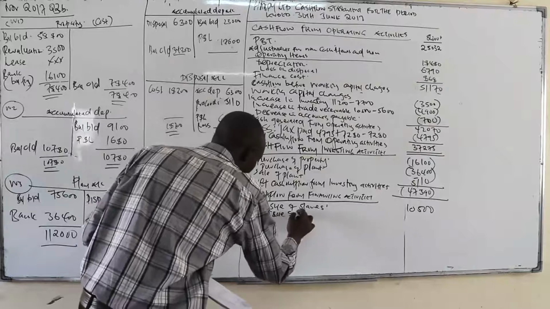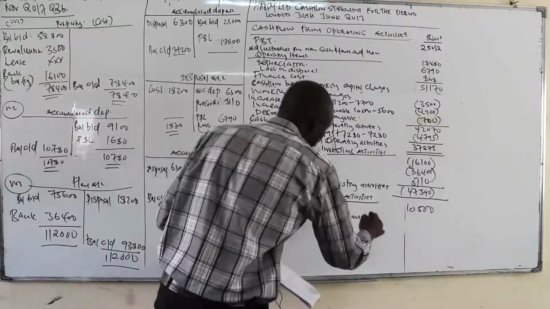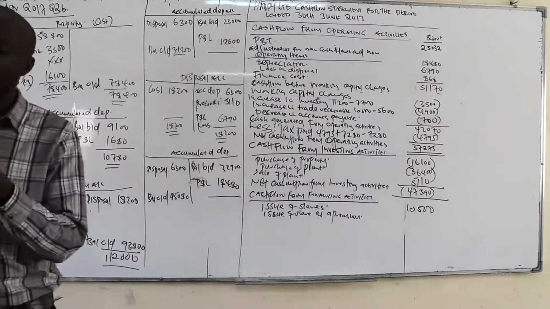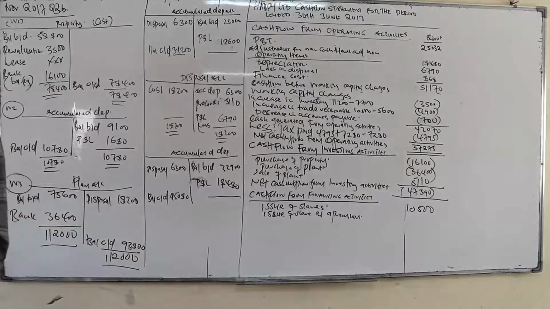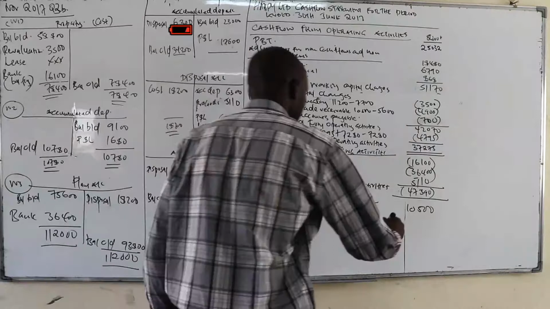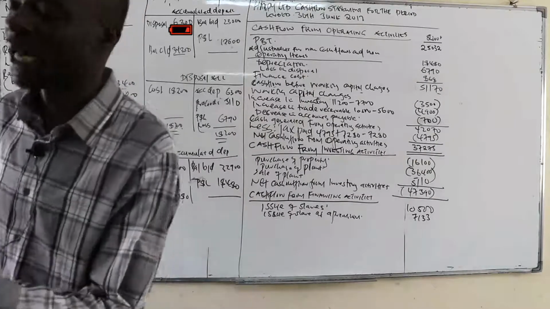Issue of shares at a premium. So the premium, the difference was 19,705 minus 26,838. What is the difference? 7,133. So that is an inflow, 7,133. So that is inflow from capital. There was an additional capital.